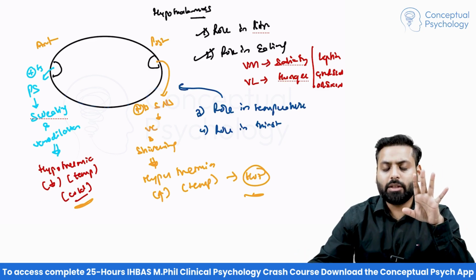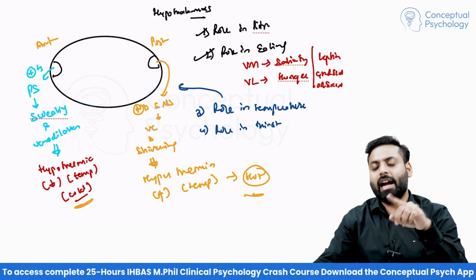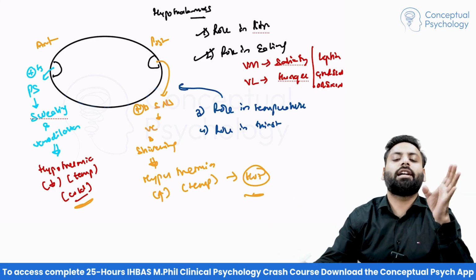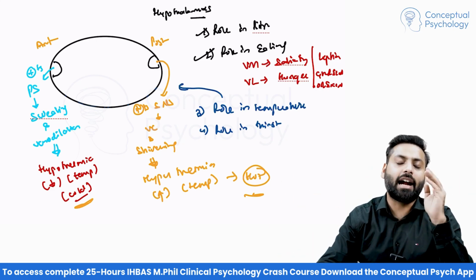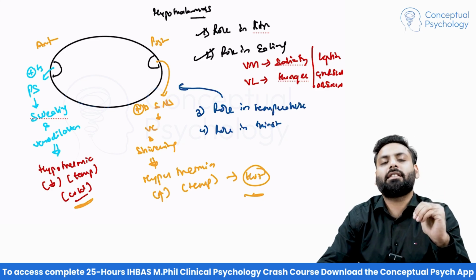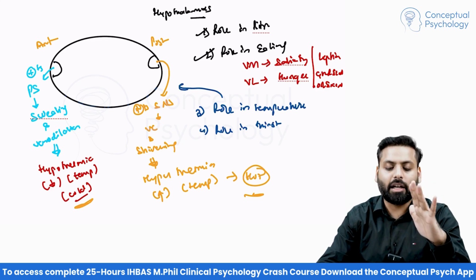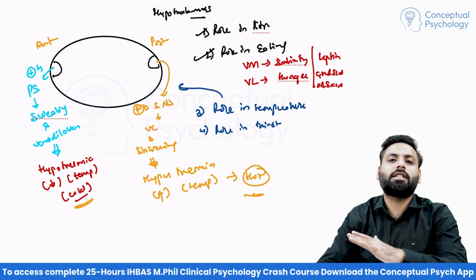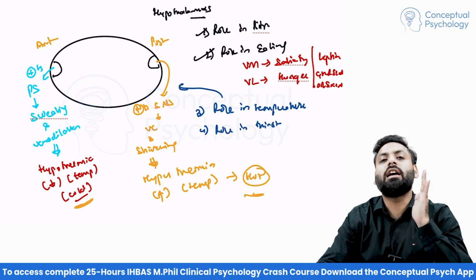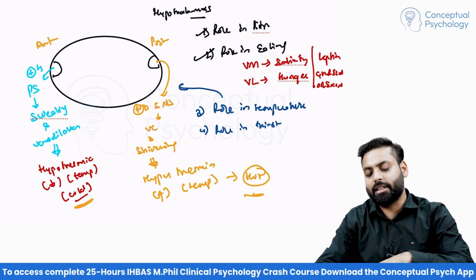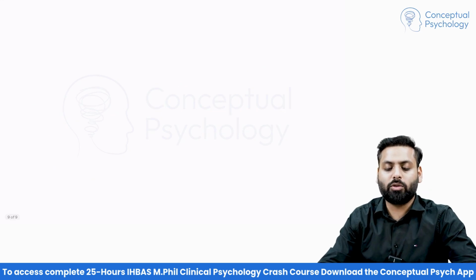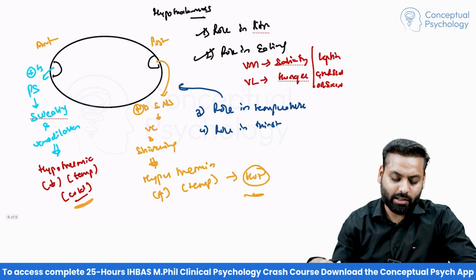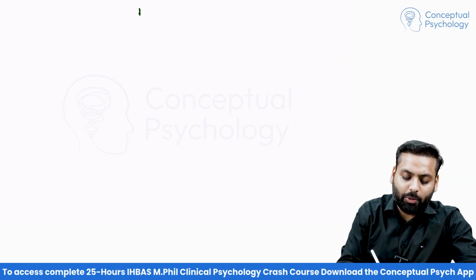Okay. So the hypothalamus has a role in eating, ventromedial and ventrolateral, and now anterior and posterior. Anterior is related with the parasympathetic system, which is related with vasodilation and hypothermia. Posterior is related with the sympathetic nervous system, which is related to vasoconstriction, shivering and hyperthermia. That's it. Okay. So only this much you have to know about the hypothalamus. Okay. Thirst. Hypothalamus and thirst.